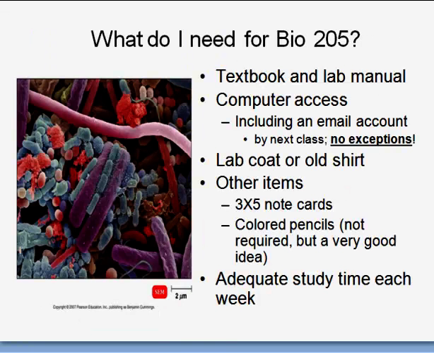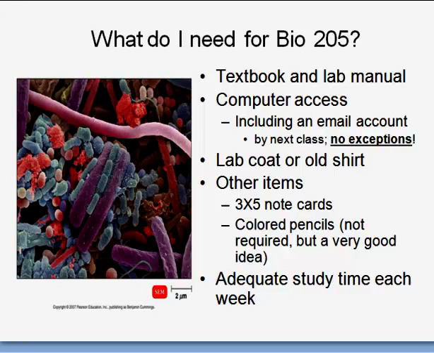So what do you need for this Bio 205 class? Firstly, I'm hoping you all have a textbook which is designated by the college. The assigned book is in the bookstore, and a lab manual. In this particular case, you are asked to purchase a lab manual which has my lecture packet and all the labs that we will do in this particular class.